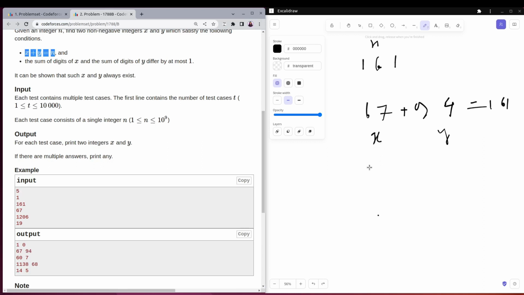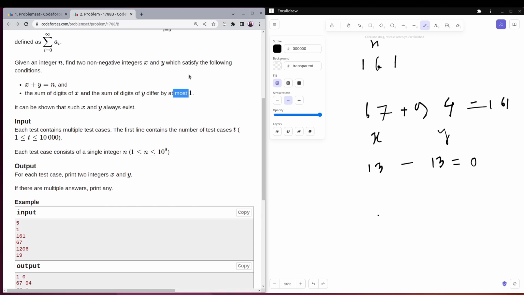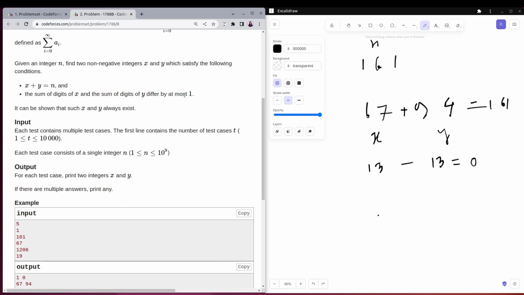The sum of digits of x is 13 and the sum of digits of y is 13, so the difference between them is 0. In our question it is said that the difference is at most 1, that means the difference is less than or equal to 1. Okay, so now we go to more explanation to solve this question.